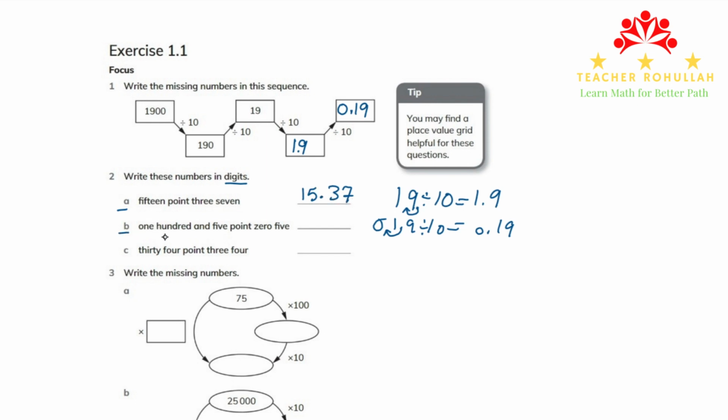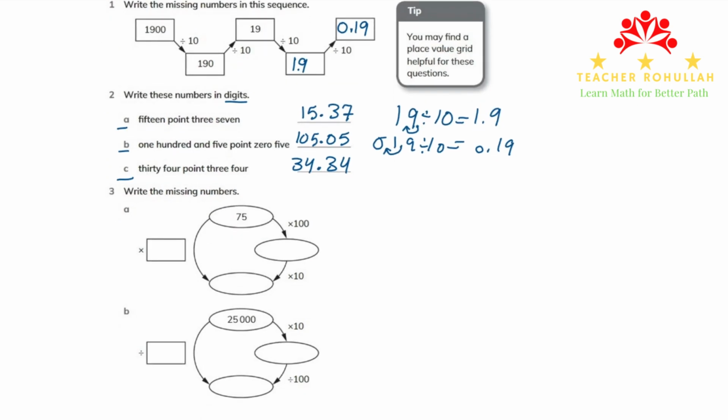Part B says 105.05. Part C is 34.34. So question 2 is also solved. Let's scroll the page a bit down so that we should be able to see question 3.